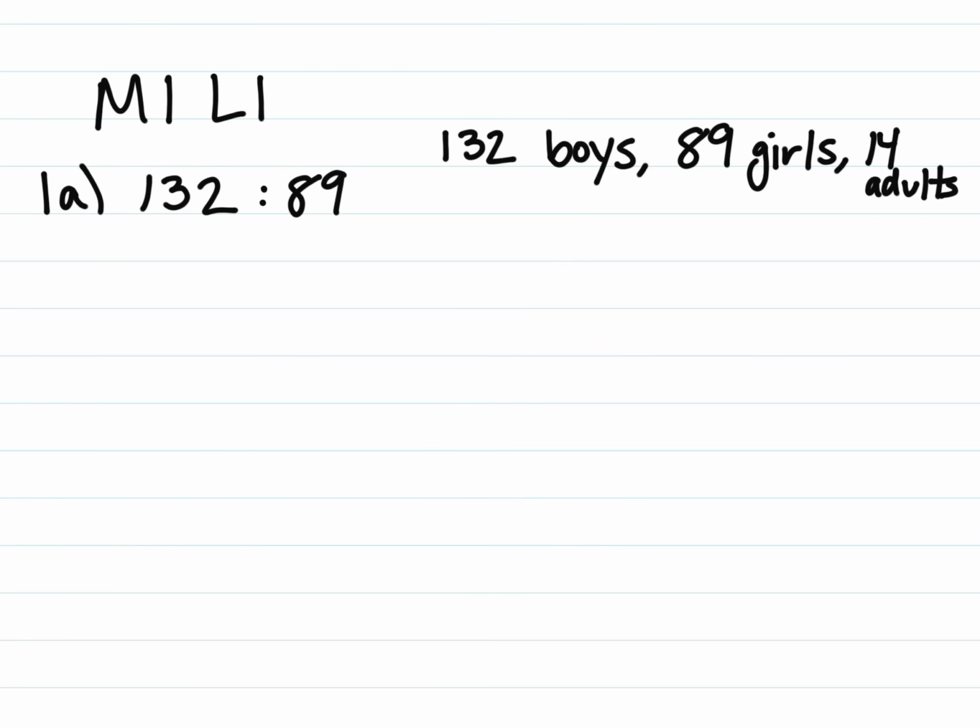Remember, a ratio can be written in multiple ways. It can be written with the colon in the middle, or we can write it with the word "to" in the middle. So part A asks us to write the ratio, and then part B asks us to write it in a different form.